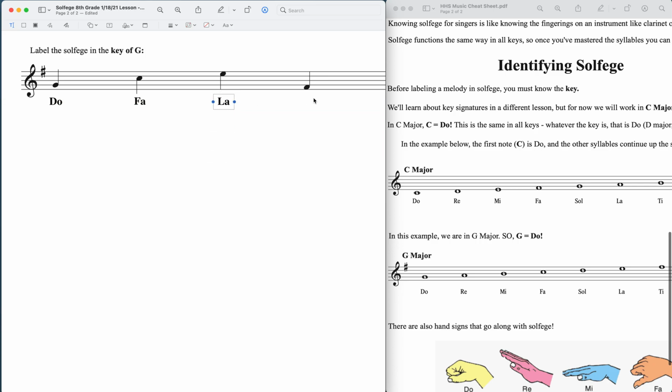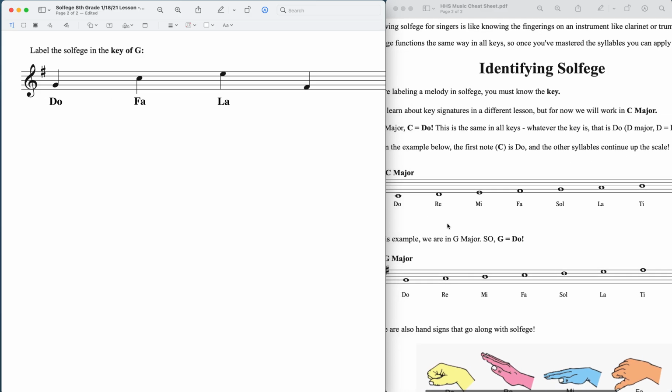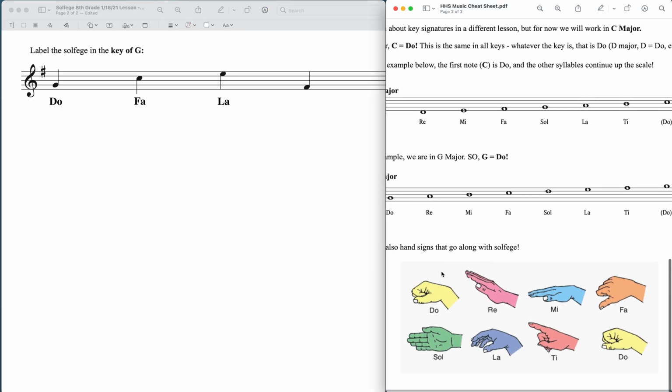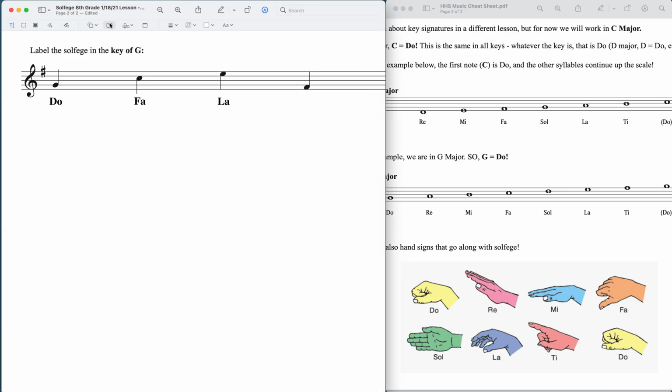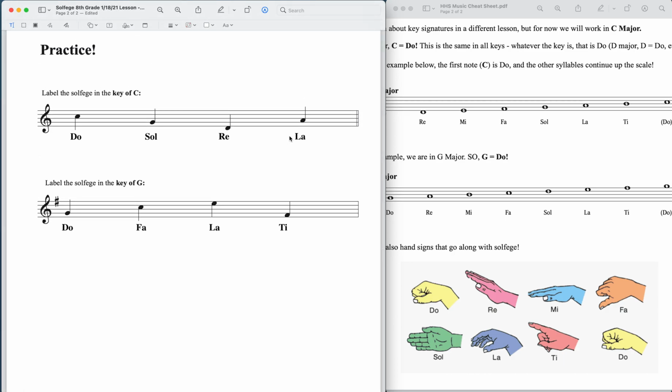Okay, and lastly, we go all the way back down here to an F, which is one note below G. So F is below G, and one note below do would be ti. Because we remember that that is the order of our solfege. And down here, you can even look at what the hand signs are. We have do here. Below do is ti. So we'll put a ti down here. And that labels our melody. Okay, so just a little practice for you here.